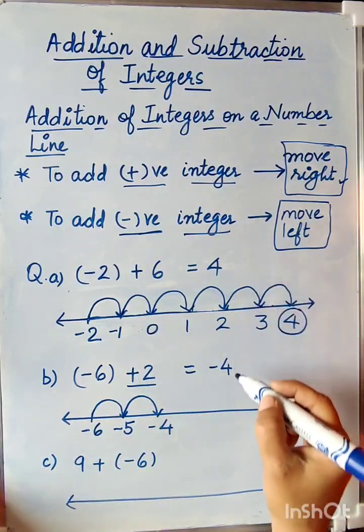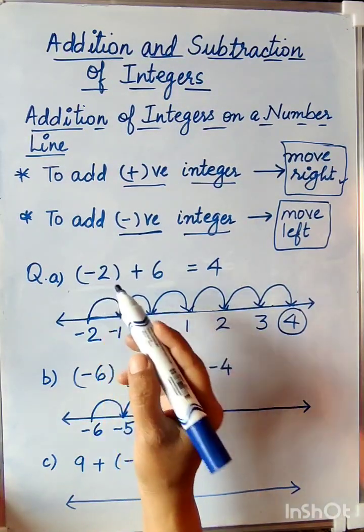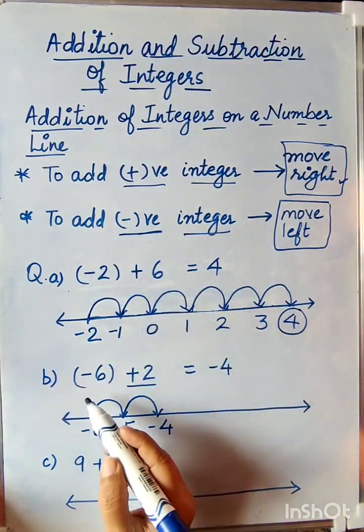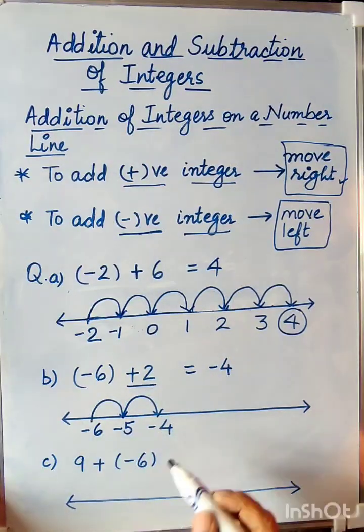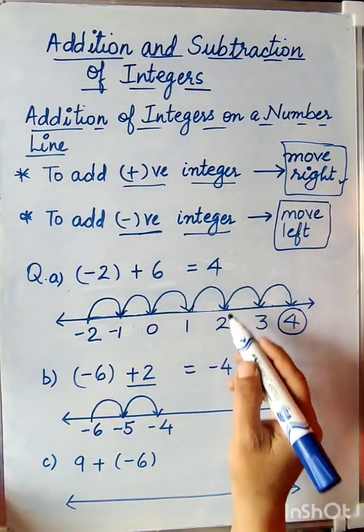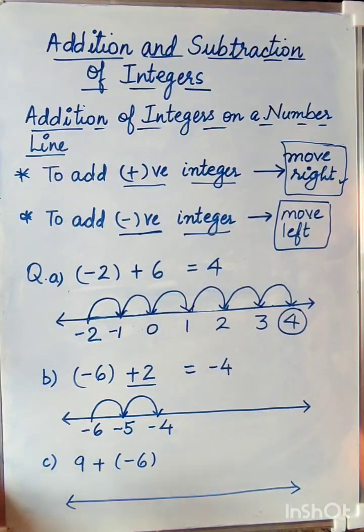You can see the difference clearly here. Here we have added minus 2 to 6, and here we have added 2 to minus 6. So the answer is 4, but with different signs.